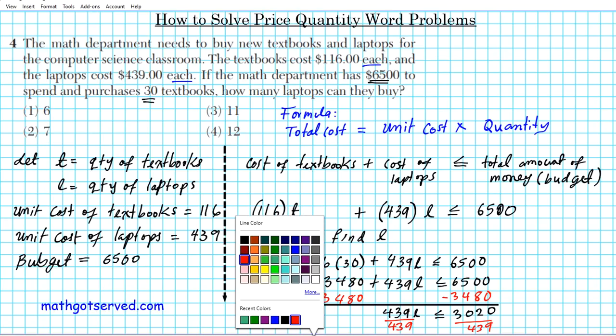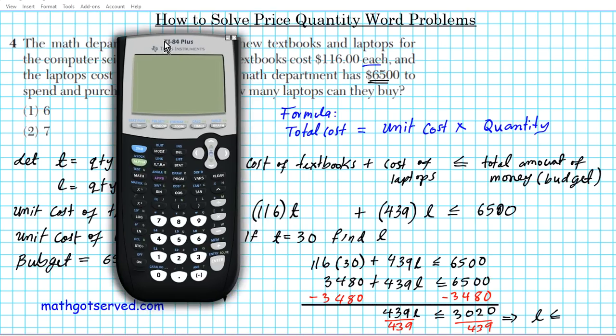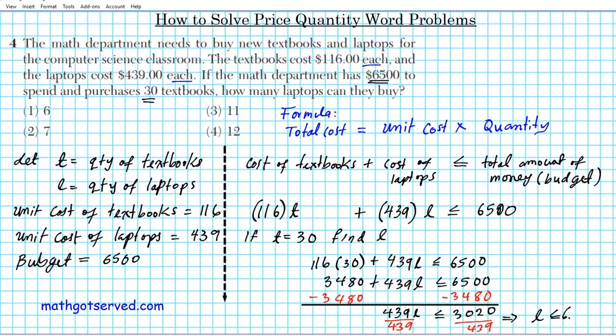And then you get the answer: L is less than or equal to, let's do that with our calculators, 3020 divided by 439, we get 6.8793. Okay, so L is less than or equal to 6.8793.